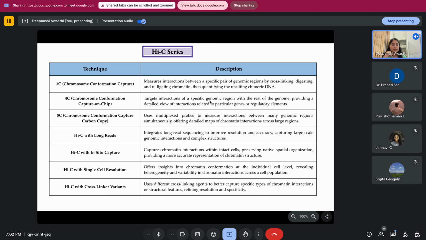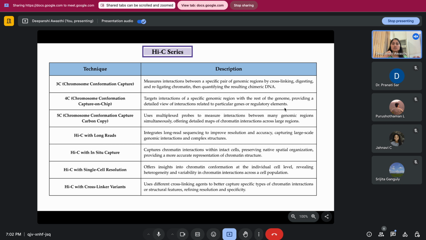So if you target the interactions of a specific genomic region with the rest of the genome, when it provides you the details of the interactions related to particular genes or regulatory elements, then it is referred to as 4C. When you are only focusing on certain genes and you are looking for which other genes are related to it. For example, P53 is one of the genes which is mostly observed in different types of cancer, and now I want to see what are the other genes which are linked to it, because P53 is also observed in the normal tissues, and I want to find some target or some gene for which I can design a drug.